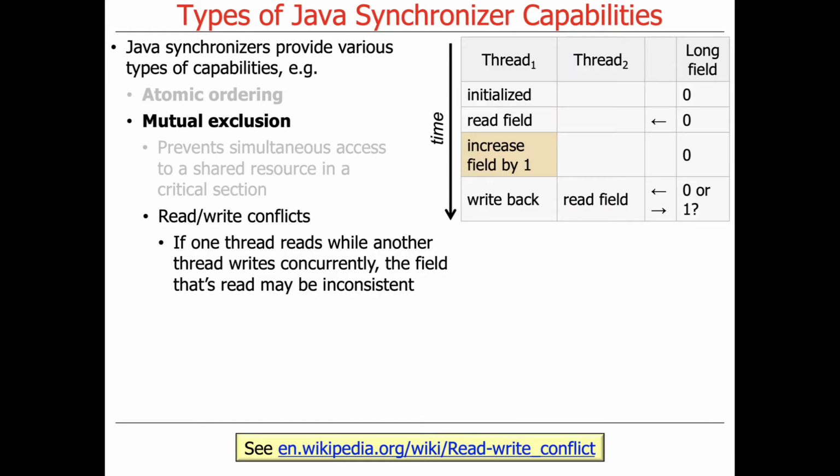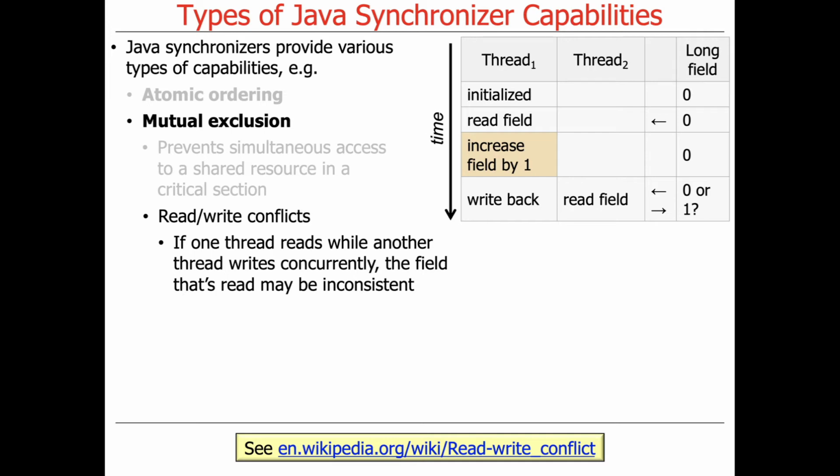Let's take a look at an example that will illustrate the problem. This is kind of related to what we looked at before, but now we're going to have a problem here. Let's say we have these two threads, thread 1 and thread 2, and this field. Thread 1 initializes the field. Thread 1 reads the field.